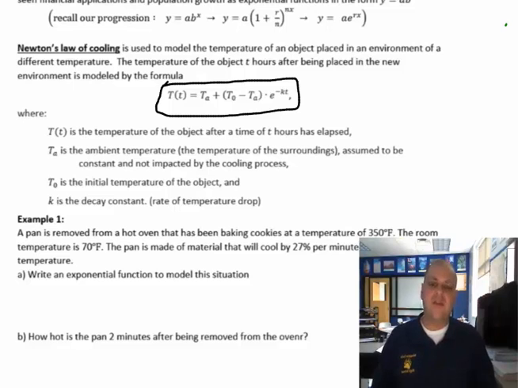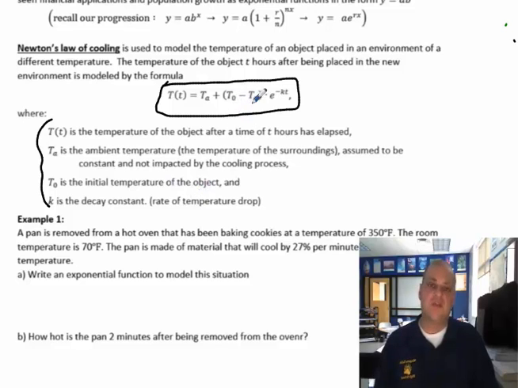You have to understand what the variables represent. If you get something like this on your exam, they're going to let you know what everything represents. But this right here is kind of telling you that. T of T is the temperature of the object after a certain period of time. That's the function. T A we said was the ambient temperature, the temperature of the surroundings. That's here and here.